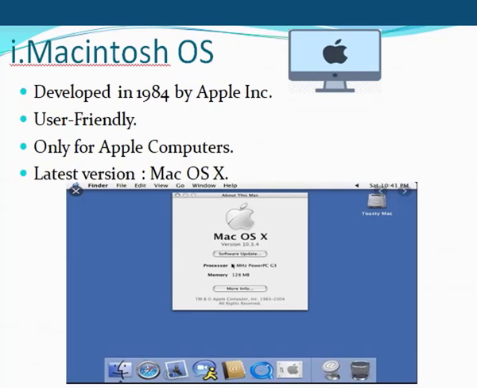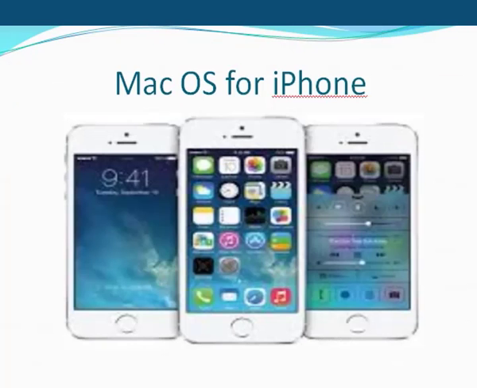Macintosh operating system was introduced by Apple Incorporated in 1984. It was only developed for the Apple computers. It is a user-friendly operating system, which means that it is easier to use for the users. And the latest version of Macintosh operating system is Mac OS X, which is also displayed over here. This picture is showing the interface of operating system which is used in the iPhone.